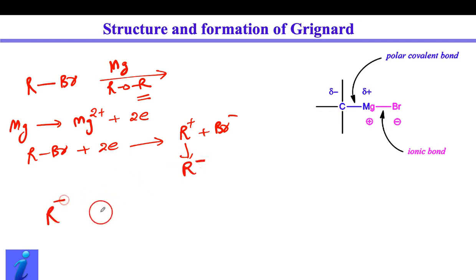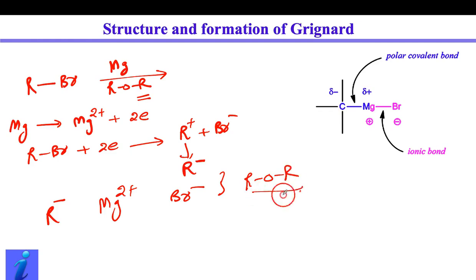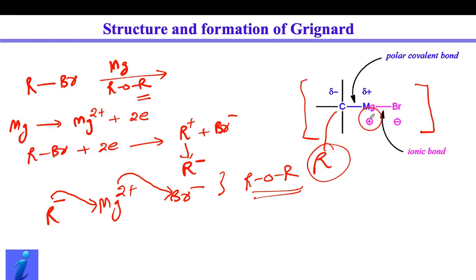Now this R-, there is a Mg2+ and there is a Br- in ether, and all of you know that ether is a non-polar solvent. So to stabilize, this R- forms a bond with the magnesium, and Mg+ forms a bond with R. So it is converted to RMgBr. The very important thing is that between R, let's say the alkyl group is R, and magnesium, this bond is a polar covalent bond and electrons are towards R, whereas the bond between magnesium and bromine is purely an ionic bond.